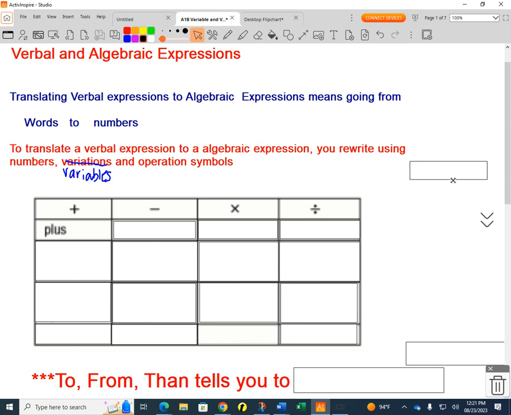Another word that means plus is the sum of. So it's not a word, but it's an expression. So you might see the expression, the sum of. If I say the sum of 2 and 5, if I'm translating that, that's 2 plus 5, right? So we're writing the sum of in the next box.